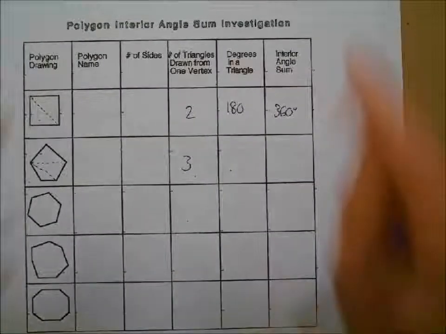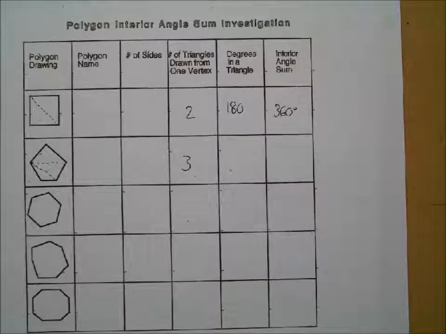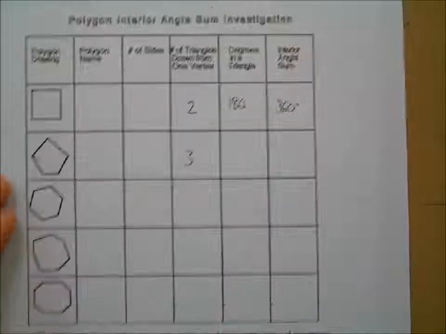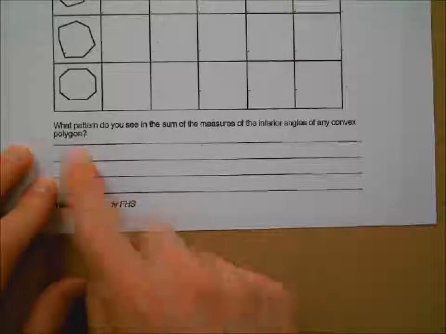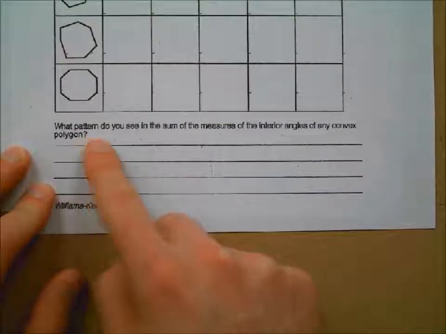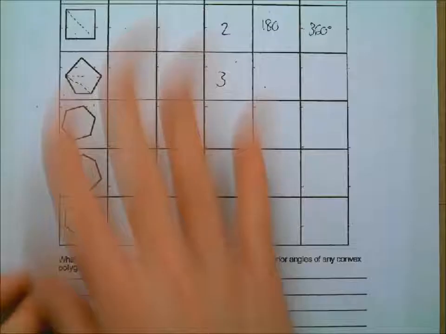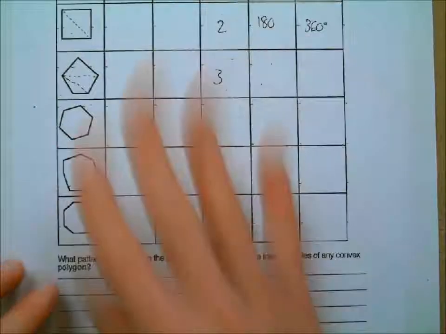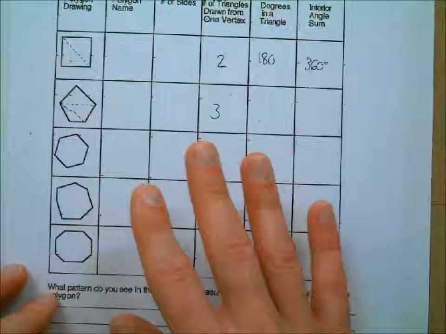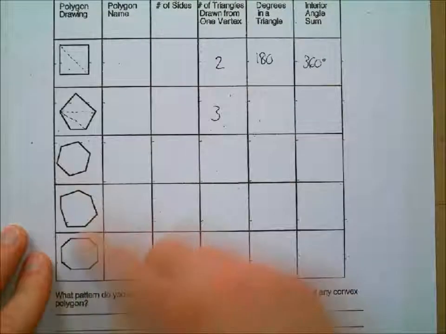And then you can go on for the rest of those and finish off that. Okay? And then at the end, you're asked to discover or come up with a pattern between the sum of the measures of the interior angles of any convex polygon. So use this table to help you see if you can come up with a formula or a pattern or a relationship that relates the number of sides with the interior angle sum. Okie dokie?